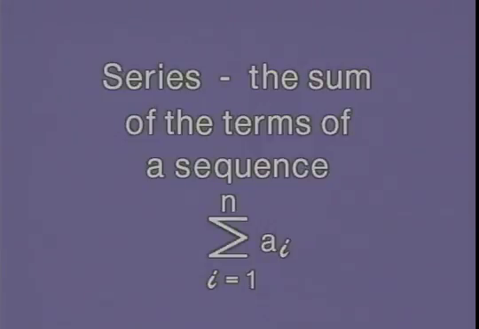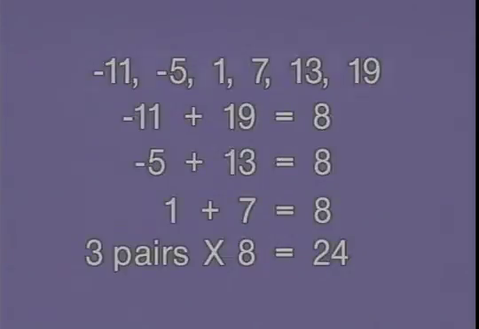How would we do that? Well, let's take a look at a simple arithmetic sequence in the next visual. We have a sequence that is exactly 6 terms. Not all sequences have to go on forever and ever. This one stops after 6 terms. We have negative 11, negative 5, 1, 7, 13, and 19.